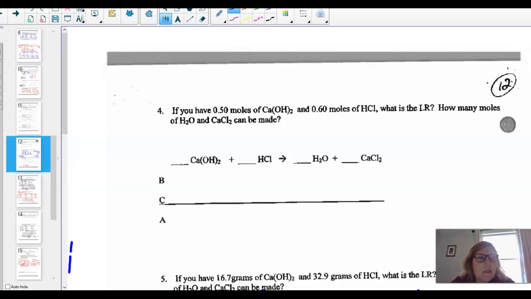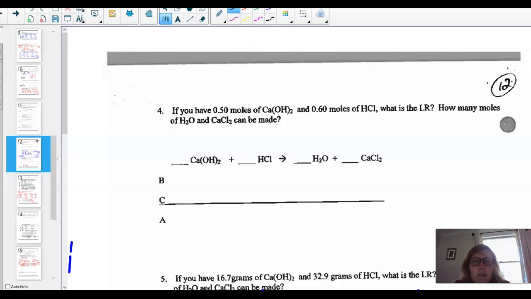Hi everyone. So I had some requests to do some of our homework problems on a screencast video, so you guys could have an idea about how I solved these problems. I'm doing problem number 4 on page 12. It says if you have 0.5 moles of calcium hydroxide and 0.6 moles of HCl, what is the LR, which means limiting reactants? And how many moles of water and calcium chloride can be made?